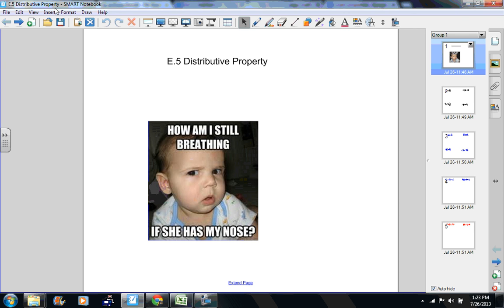So we're on E.5, distributive property, and we are going to distribute the knowledge on how to do this, just like this child needs the knowledge of how they're still breathing if they don't have their nose anymore.